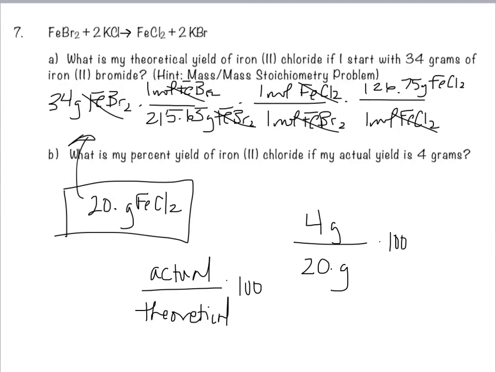So 4 grams divided by 20 times 100, you're going to find out that this is 20% is your percent yield.